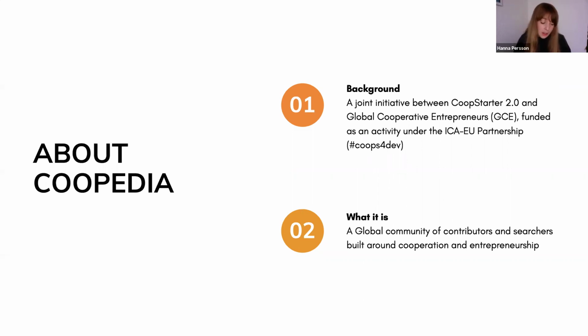On the other side, the other type of user are the so-called searchers. These are the entrepreneurs, students, and various actors wanting to learn more about cooperative entrepreneurship. They can search for resources, and if they don't find what they're looking for, they can post a resource request to the community of contributors.